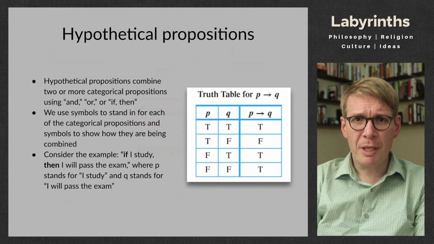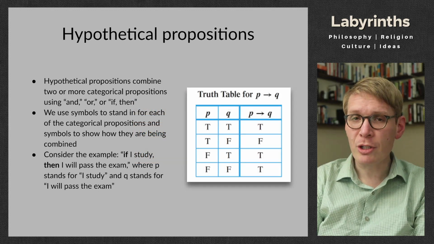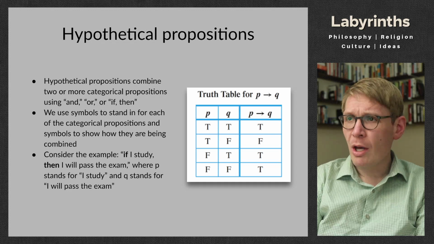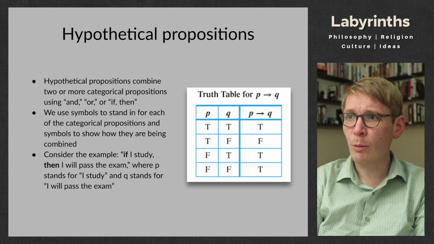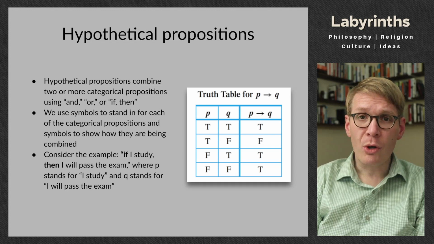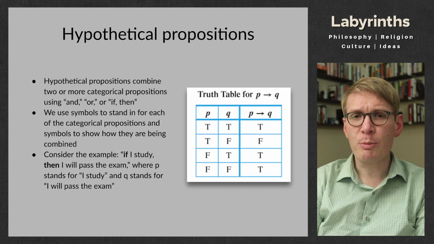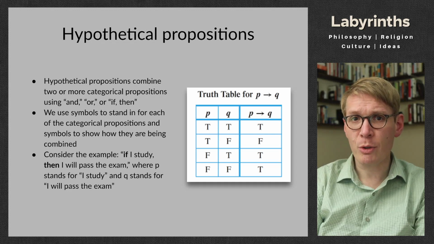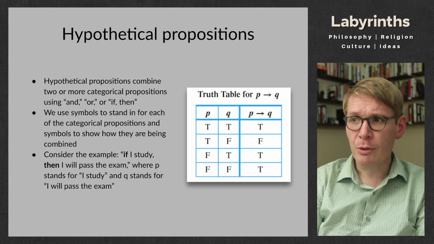So let's review a bit about those three kinds to begin with, to make sure we know what we're talking about. We're going to start by actually looking at conditional propositions. So as we have on the slide here, hypothetical propositions combine two or more categorical propositions using any of three connectives: and, or, if then. And as we'll see later on in the lecture, there are lots of English words that you can use to indicate these relationships, but and, or, and if then are the most simple kind, and the kind to which a lot of those other kinds of phrasing can be reduced.